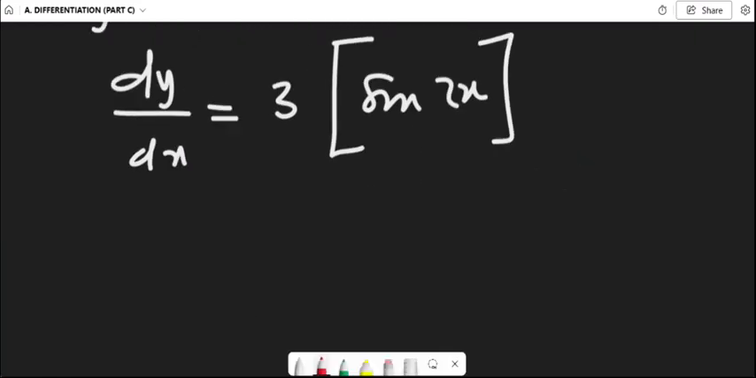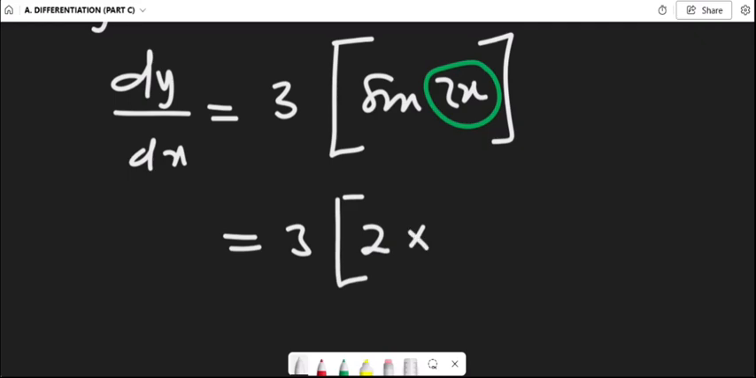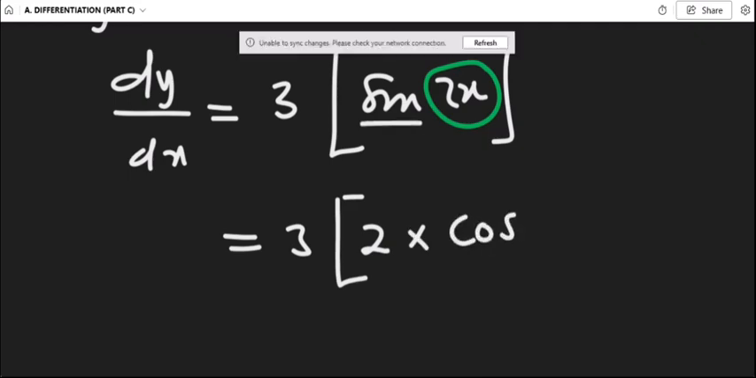Now using chain rule, I'm going to have 3 in the bracket of, at first derive 2x. That's 2. Now multiply it with the derivative of sine, that's cos. Then repeat your value, that's 2x.